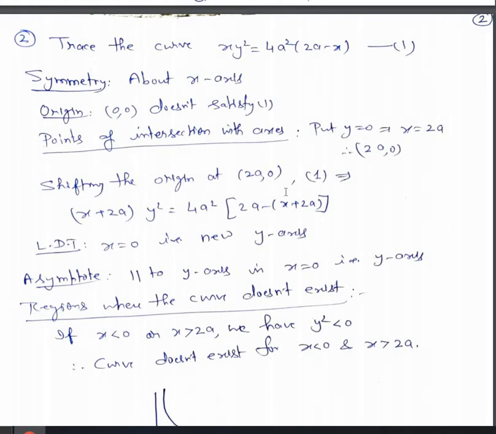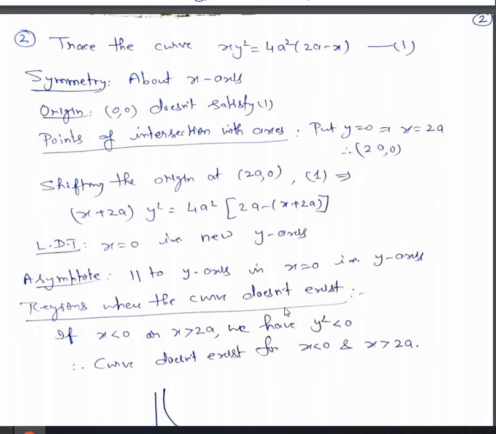Now shift the origin to (2a, 0). So replace x by x + 2a, y by y + 0. So this equation becomes (x + 2a)y² = 4a²(2a − x − 2a). So if you simplify and equate the lowest degree term to 0, we will get x = 0. So x = 0 means the new y-axis, a line parallel to the y-axis. For the asymptote parallel to the y-axis, the highest power of y is 2, so the coefficient of y² is x. So that means the asymptote parallel to the y-axis is x = 0. x = 0 means the y-axis.